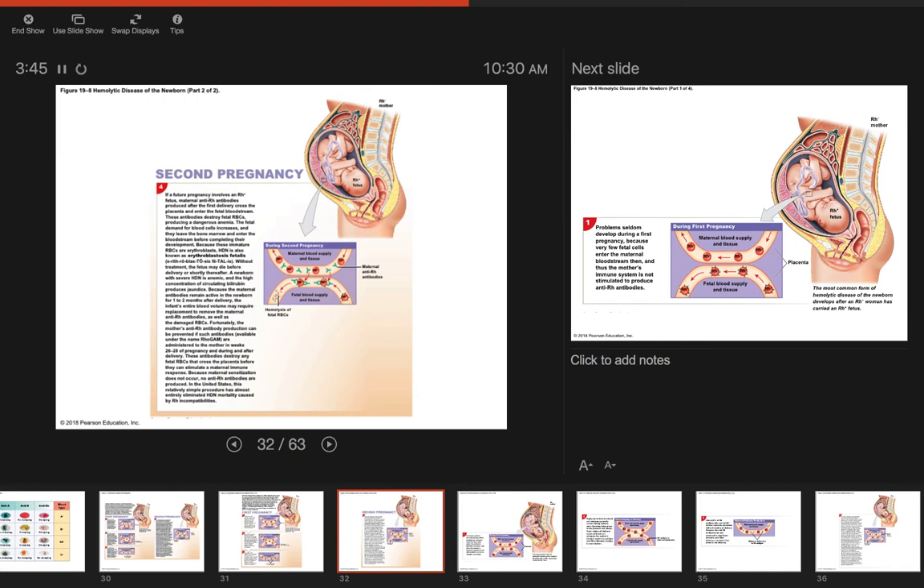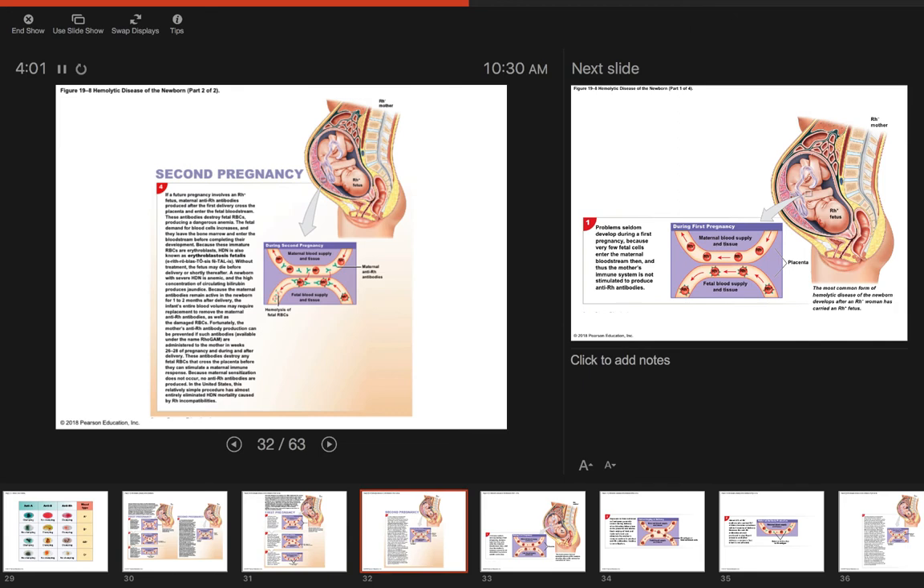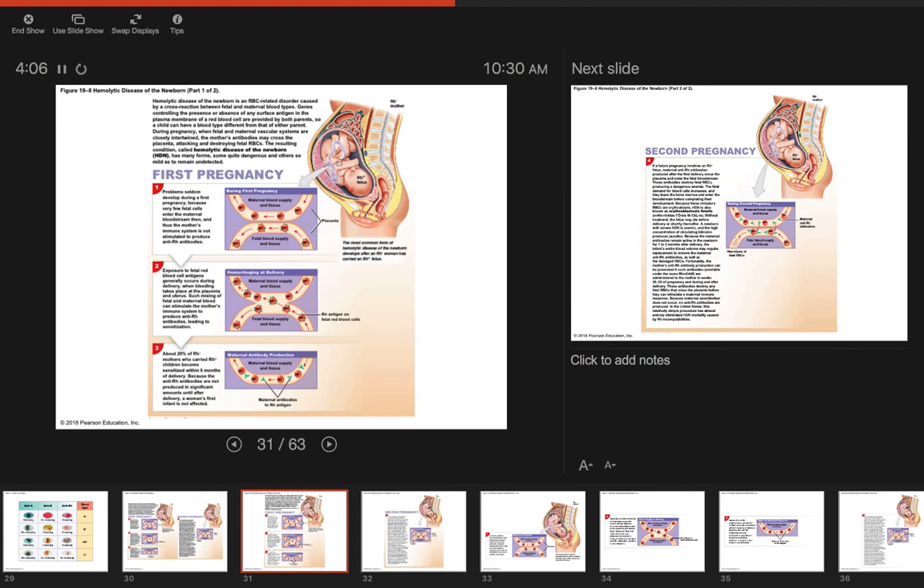So now a woman is given an injection called Rhogam. So she'll be given that so that she doesn't even develop the antibodies. She'll be given that in her first pregnancy so that she doesn't develop the antibodies at all. And then she'll be given that in subsequent pregnancies as well, just to ensure that she is not developing those antibodies, so those antibodies won't cross the placenta. Okay? All right.